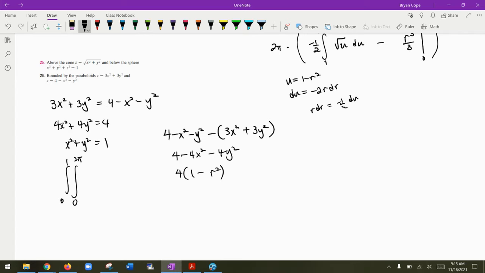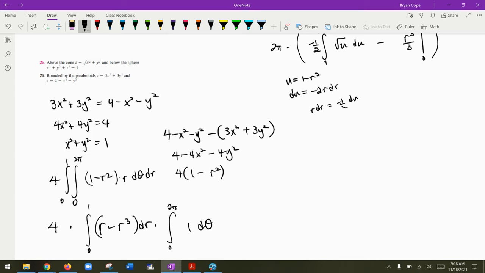Okay, so let's have our 4 outside, and then we'll do 1 minus r squared times the Jacobian, d theta dr. So we'll do the integral from 0 to 1 of r minus r cubed dr times the integral from 0 to 2 pi of 1 d theta. This shouldn't be too bad.